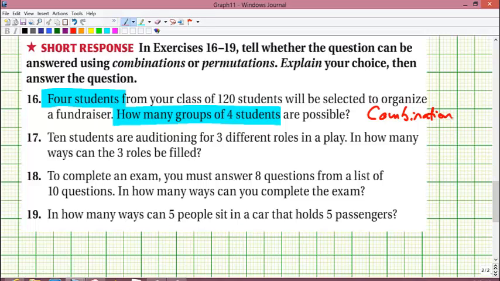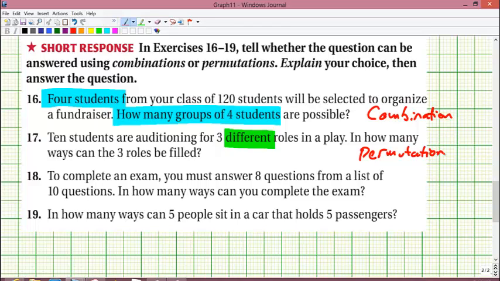Question 17. 10 students are auditioning for 3 different roles in a play. In how many ways can the 3 roles be filled? Well, the key word here is different. Whatever play it was, there's a king, a queen, and a murderer, or something like that. Each of those roles is a different role. So in this case, clearly, the role you're given is an important thing. So here, this is clearly permutations. Order is important.